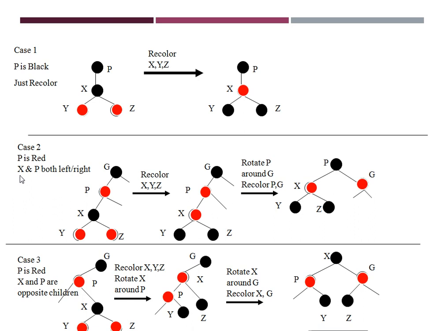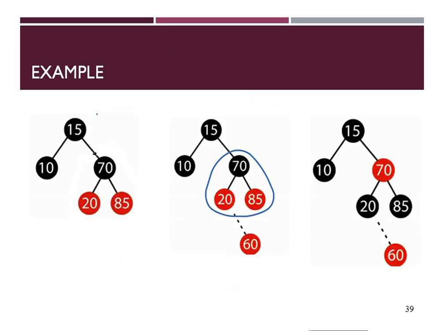In case 2, P is red and X and P are both left and right child, then we have to perform some rotations here. First you need to recolor X, Y and Z and then rotate around G using P as the middle node. So the final diagram you are getting here is the right side diagram. In case 3 again, alright then, we'll see this with an example.